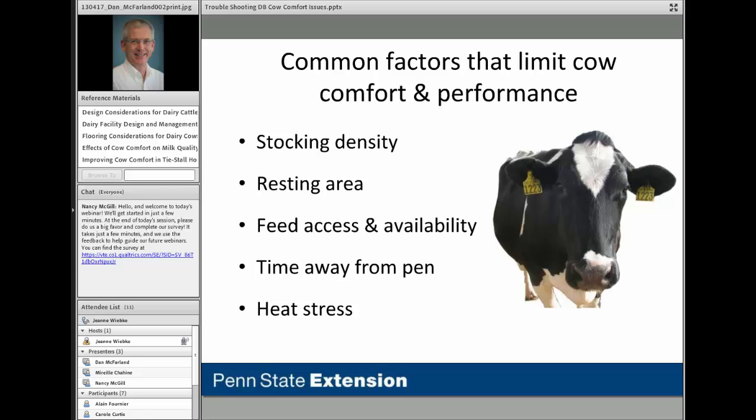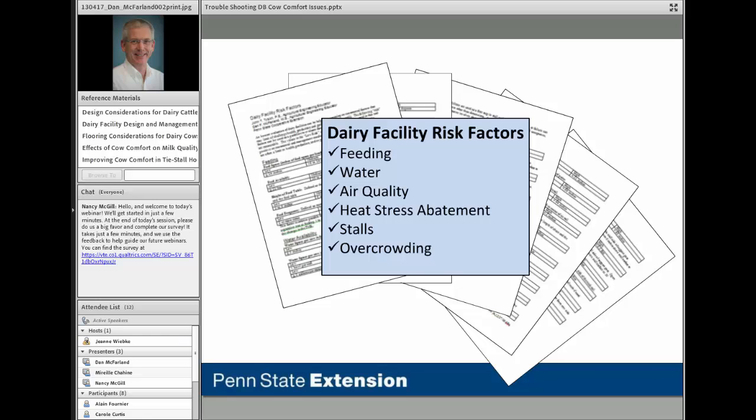In preparing this presentation, and realizing the relatively limited time that we're here to talk about it, I talked to a number of other people who do evaluation of facilities and tried to get a list of what they feel are the most important things they find in dairy facilities that limit cow comfort and performance. Our lists were pretty similar, and so these are the things I'm going to try to focus on today: stocking density, resting area, access to and availability of feed, time away from the pen, and heat stress.